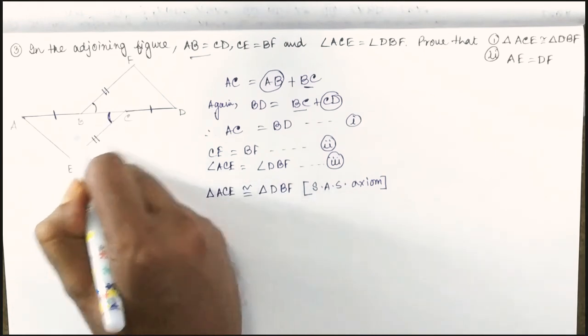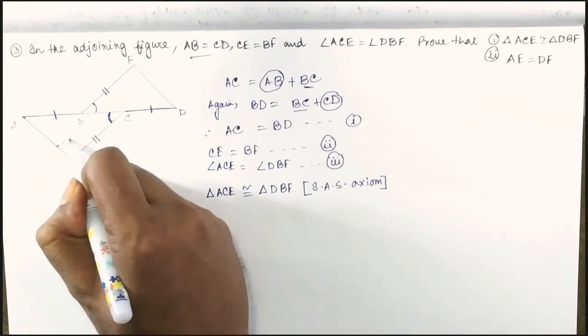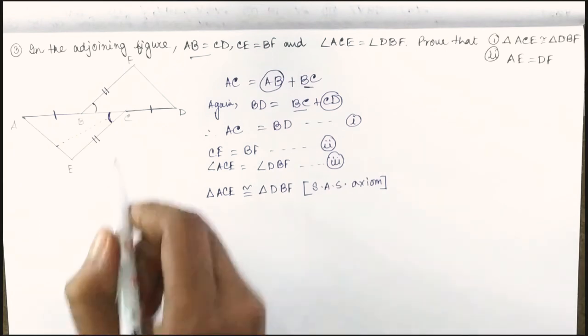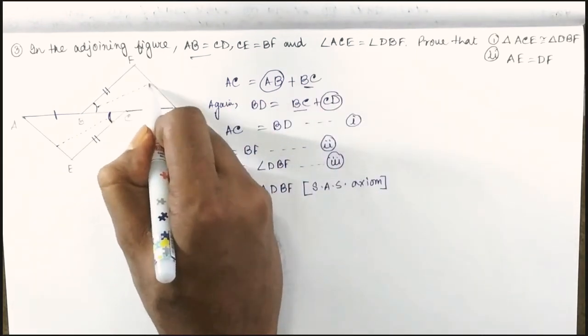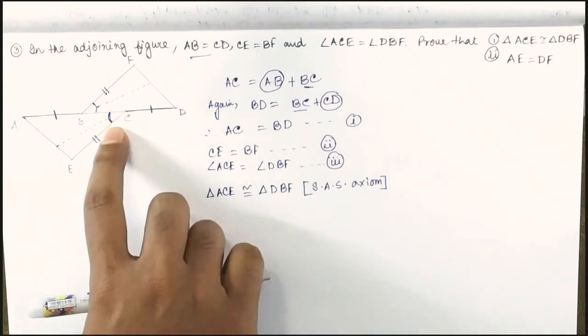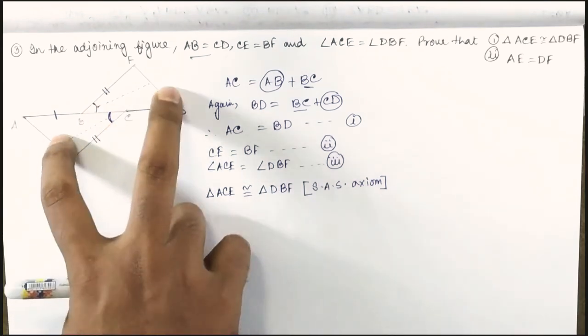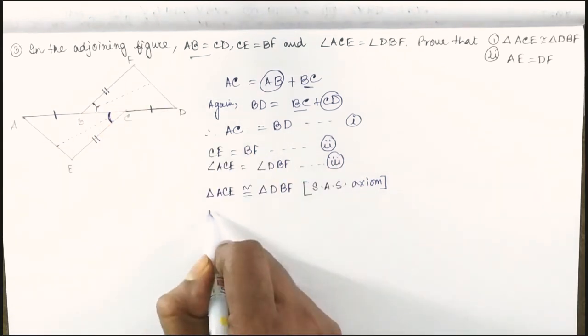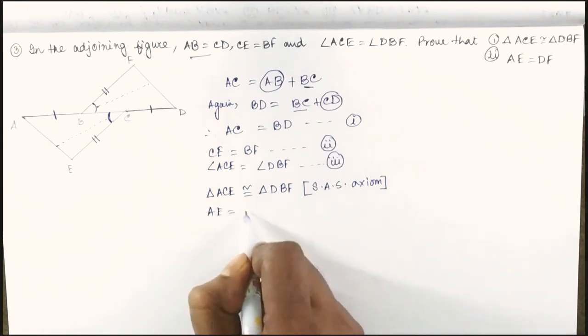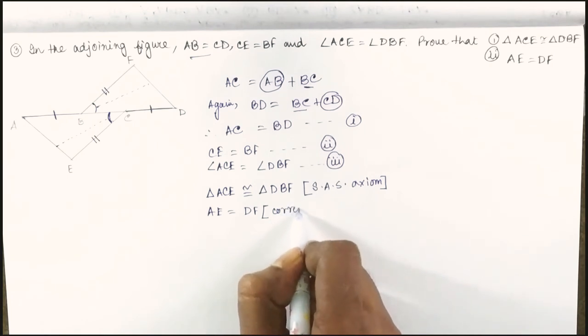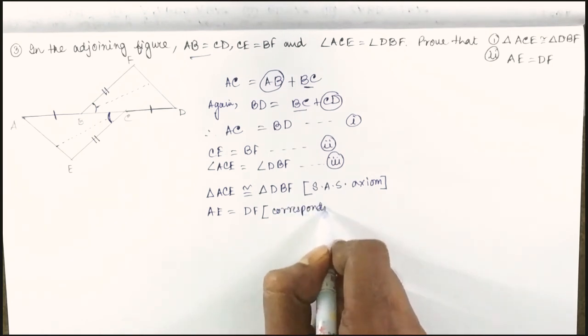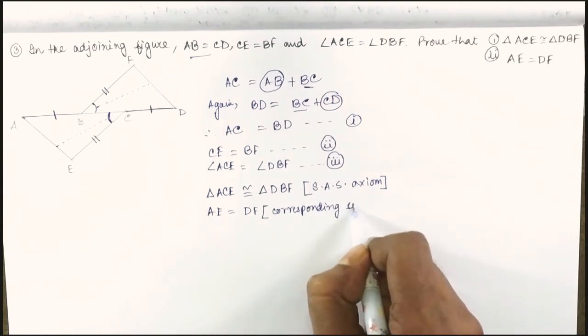See, the side AE is situated opposite to the angle C, and here the side DF is situated opposite to the angle B. So since these two angles were equal, these two sides are also equal. So let us write AE equal to DF, and what will be the reason? Corresponding sides of congruent triangles.